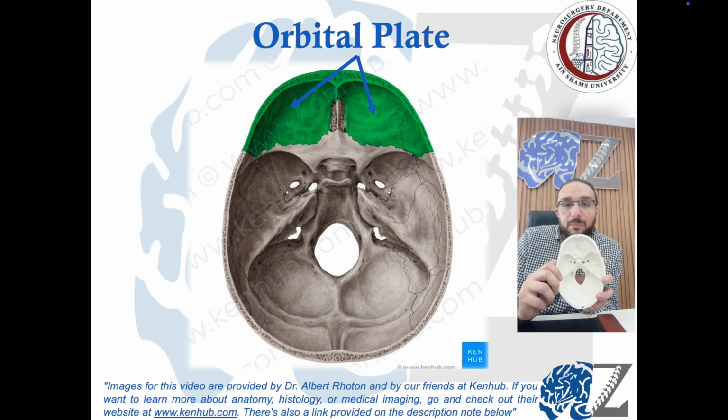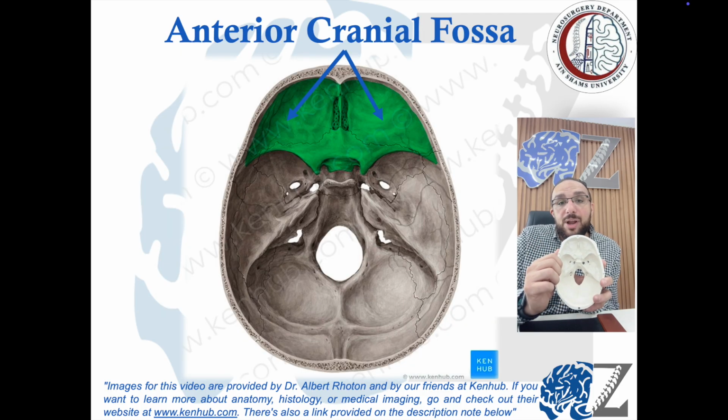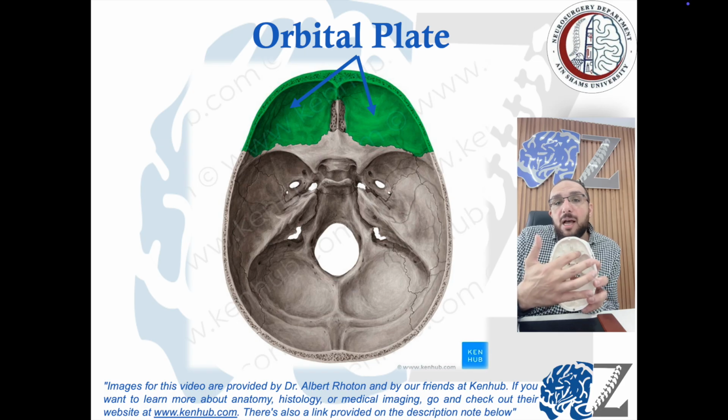You can also see that this orbital plate is fusing with 2 other bones in the anterior cranial fossa. Medially here it's fusing with a part of the ethmoidal bone, and back here it's fusing with a part of the sphenoidal bone, forming altogether the anterior cranial fossa. But the major part of the anterior cranial fossa is formed by the orbital plate of the frontal bone.